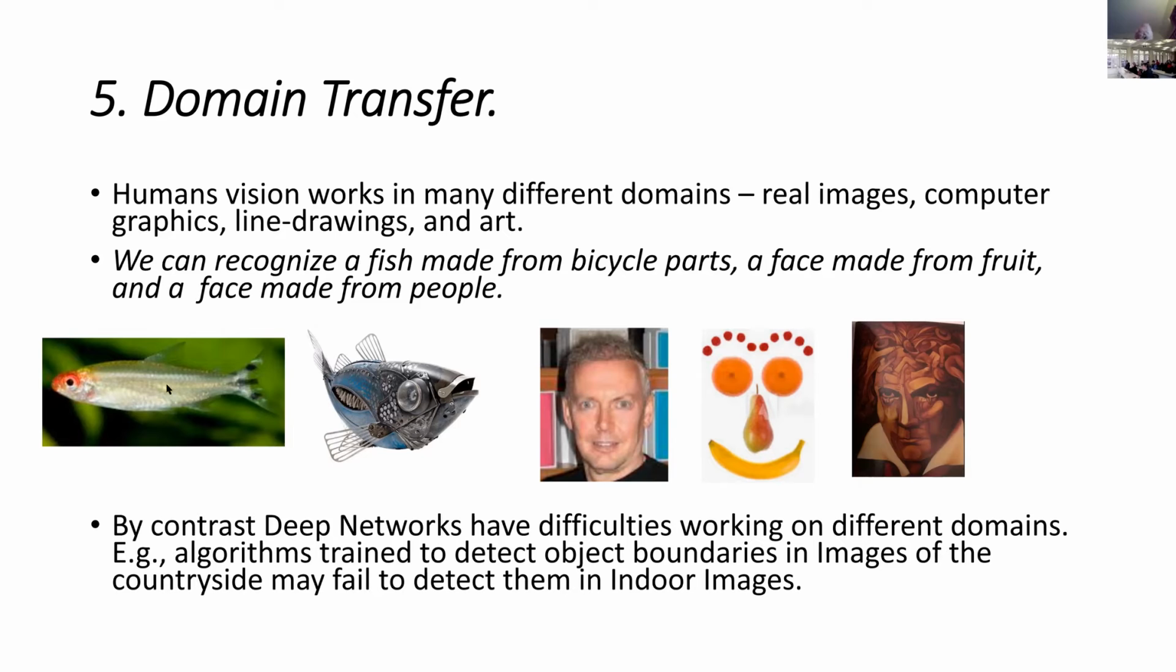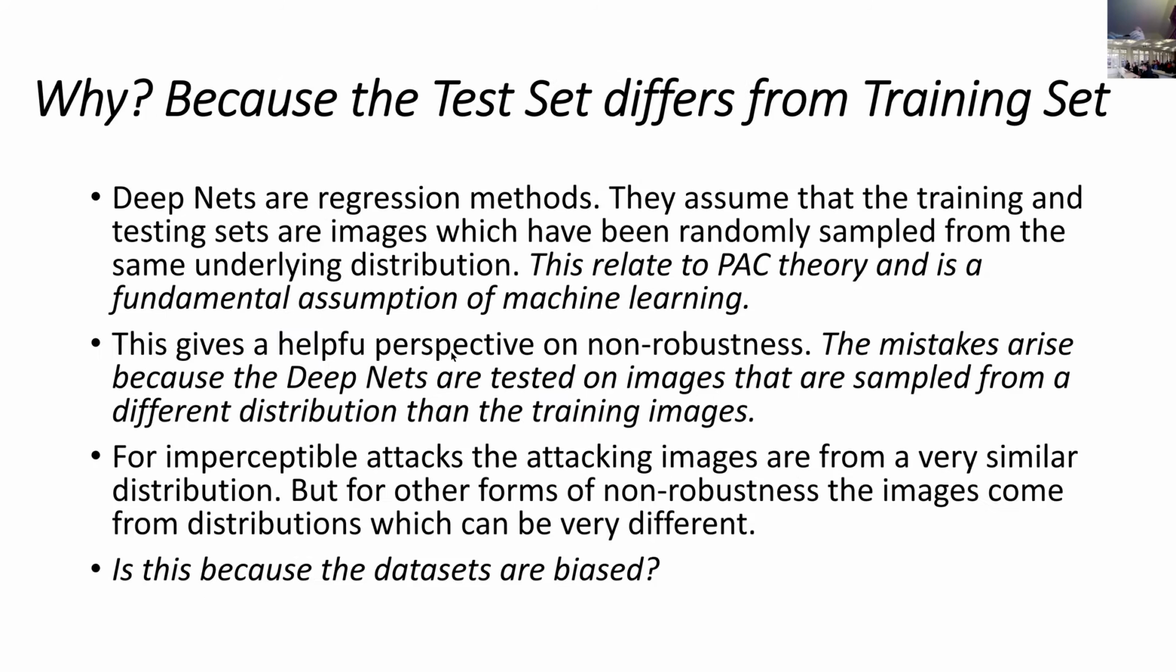And over here, this is a real fish. This is a fish that's been made out of parts of bicycles. And again, getting an algorithm that is trained on these sorts of fish to work on these artificial fish is not easy at all. And yet humans can do this very, very easily. So deep nets are not robust to these types of situations.